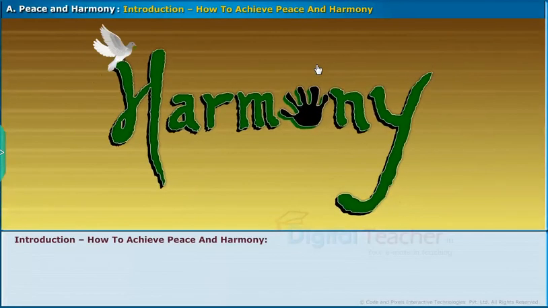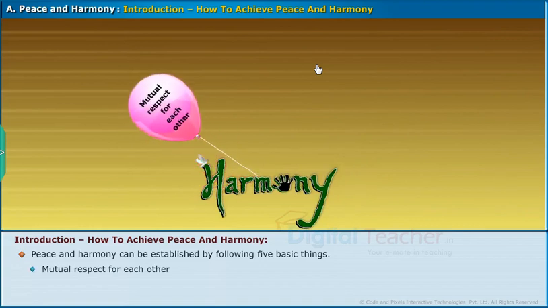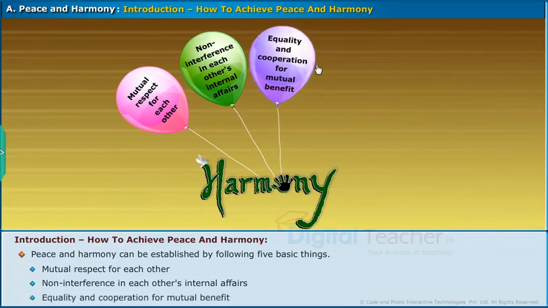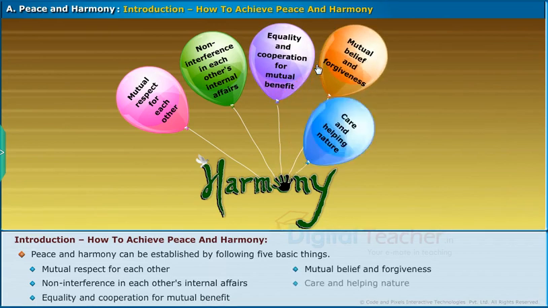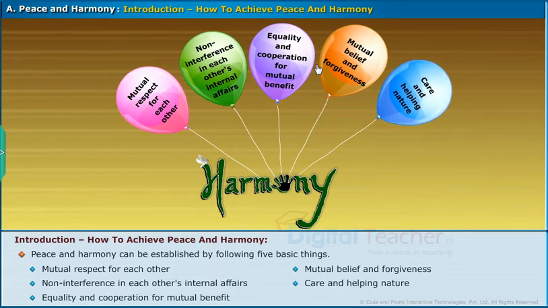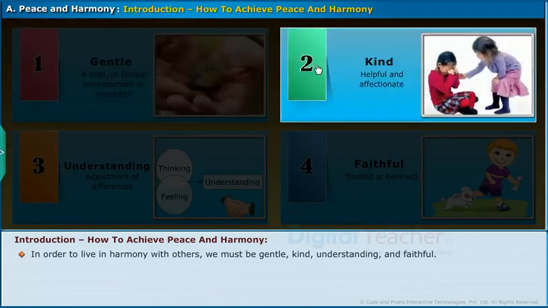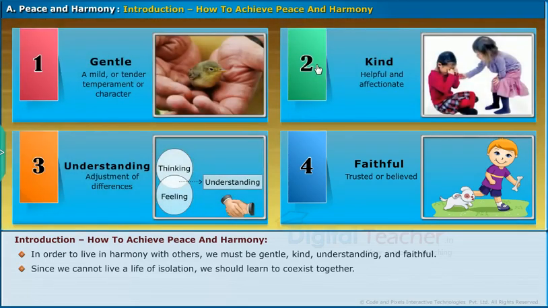Let us now know the basic things required to achieve peace and harmony. Peace and harmony can be established by following 5 basic things. They are mutual respect for each other, non-interference in each other's internal affairs, equality and cooperation for mutual benefit, mutual belief and forgiveness, care and helping nature. In order to live in harmony with others, we must be gentle, kind, understanding, and faithful. Since we cannot live a life of isolation, we should learn to coexist together.